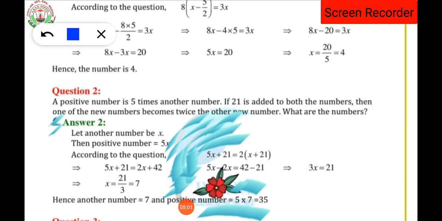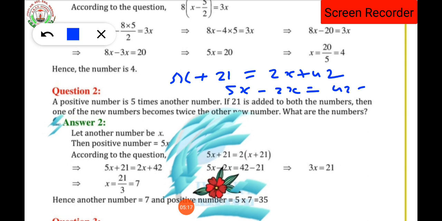Since we got an equation, 5x plus 21 is equal to 2x plus 42. This equation we had got. Now the x term will be taken to one side and the constant term will be taken to the other side. So here 5x minus 2x will become 3x, and 42 minus 21 will become 21 itself.